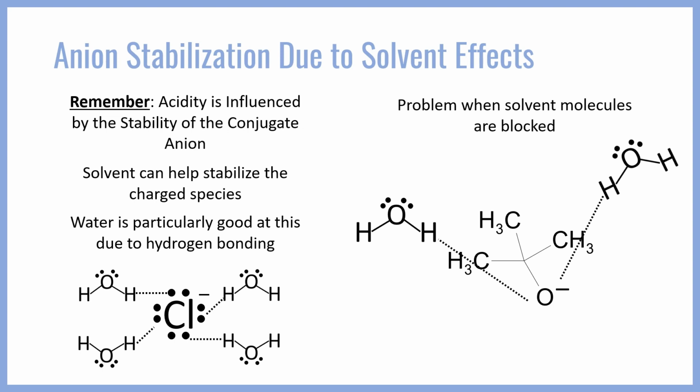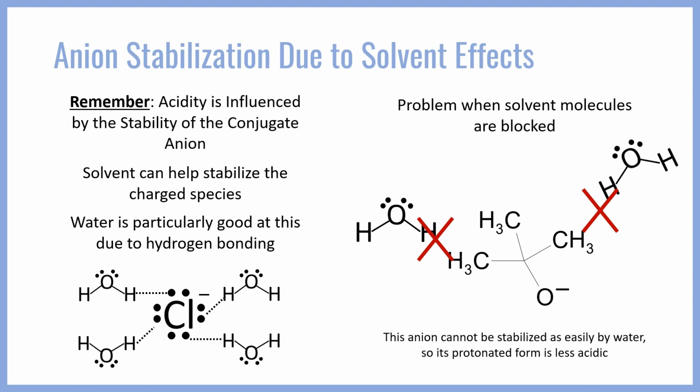However, if you notice, those dashed lines are crashing into the methyl groups in the tert-butoxide ion. This is problematic. In fact, the tert-butoxide ion is going to block access for water molecules to get to that O-. And so as a result, this anion will not be stabilized as easily by water.